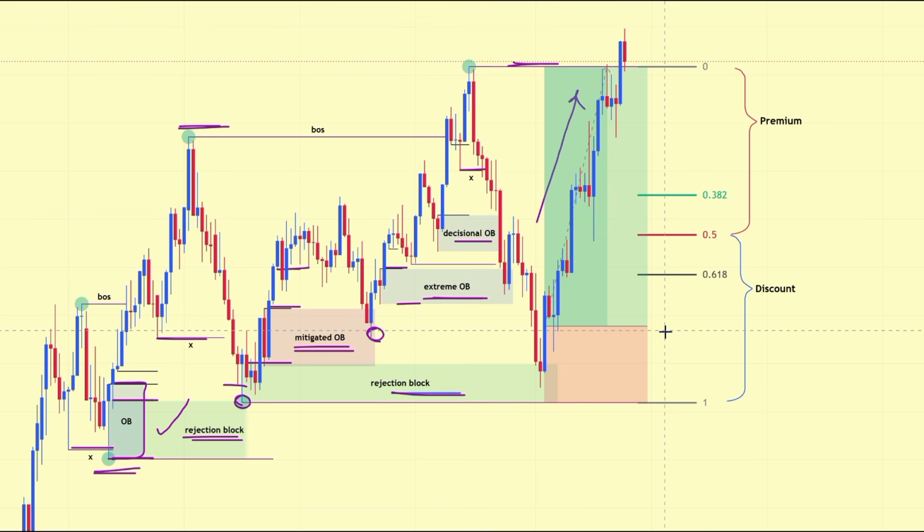So that is, of course, for the rejection block. All you have to keep in mind is that the rejection block is the farthest PD array within the dealing range. And it's just the rejection wick of that candle that took out the liquidity of the previous bearish or bullish candle high or low, depending on the bias.